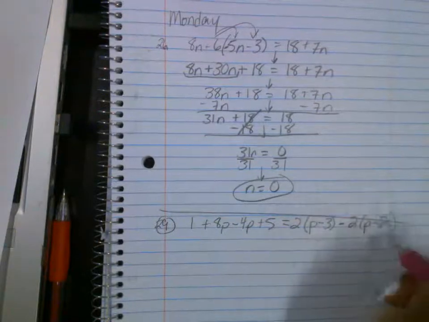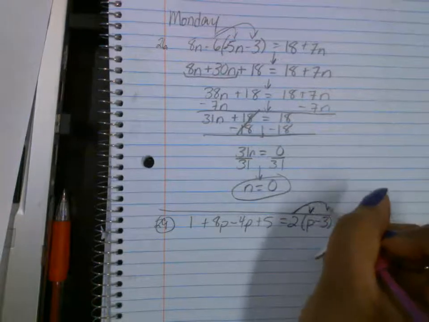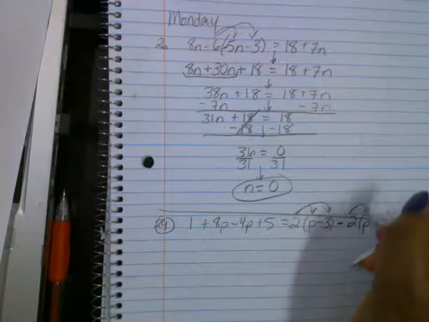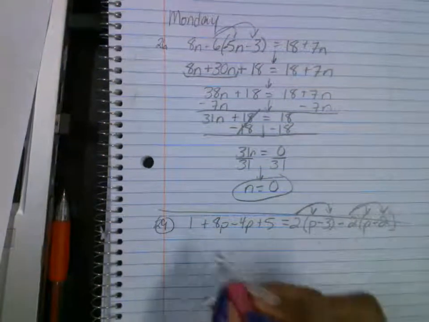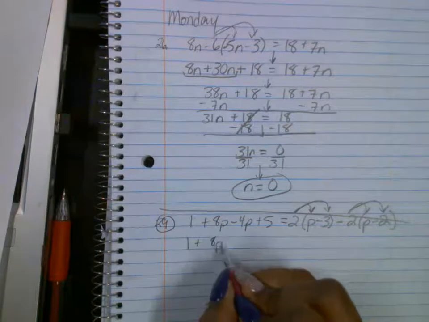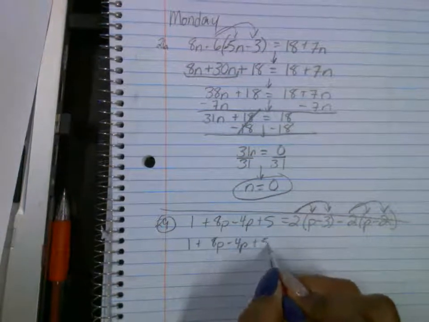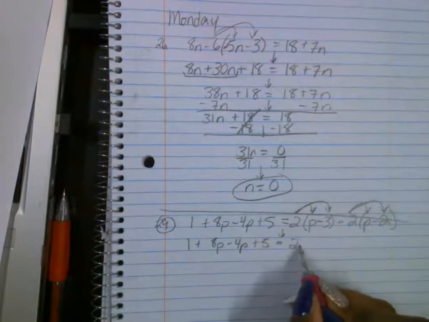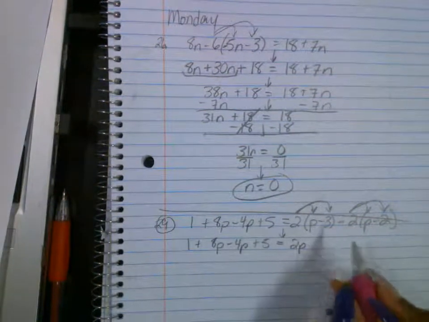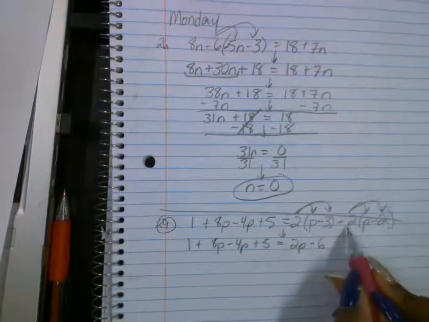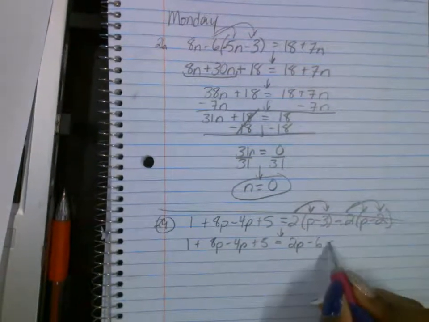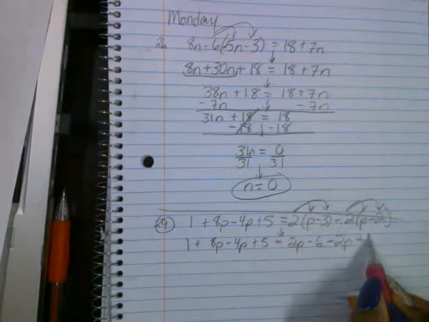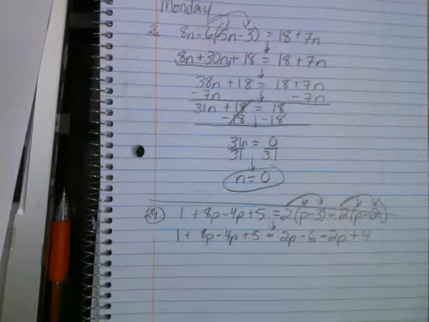So here we have distributive property twice. We have positive 2. We're going to multiply it by both numbers in the parentheses. And negative 2 is going to be multiplied by both numbers in the parentheses. Bring everything down on this side of the equal sign. We're not doing anything yet. We're going to do distributive property first. Positive 2 times p is 2p. Positive 2 times a negative 3 is negative 6. Negative 2 times p is negative 2p. Negative 2 times negative 2 is positive 4. A negative times a negative is a positive.